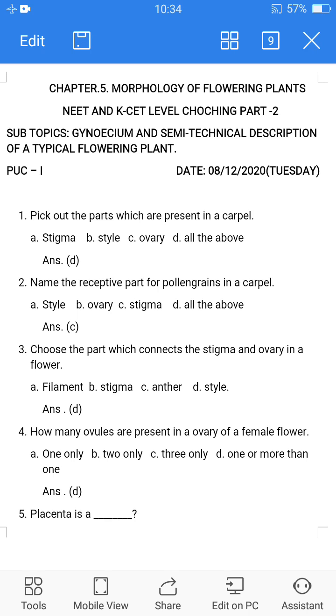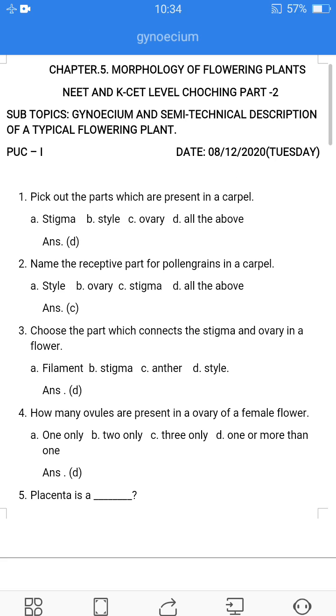Very good morning, students. Morphology of flowering plants. In the previous class we had a discussion at NEET and K-CET level coaching on the subtopics the flower and parts of the flower. Now in this session we are going to discuss, at NEET and K-CET level coaching, the subtopics of Gynoecium and Semi-Technical description of a typical flowering plant. Now let us see in detail one by one.